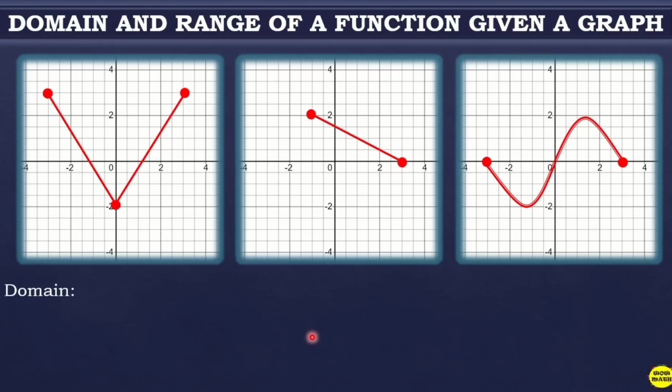Okay? So, ang domain mo dito is the set of all x such that x is greater than or equal to negative 3 but less than or equal to 3.